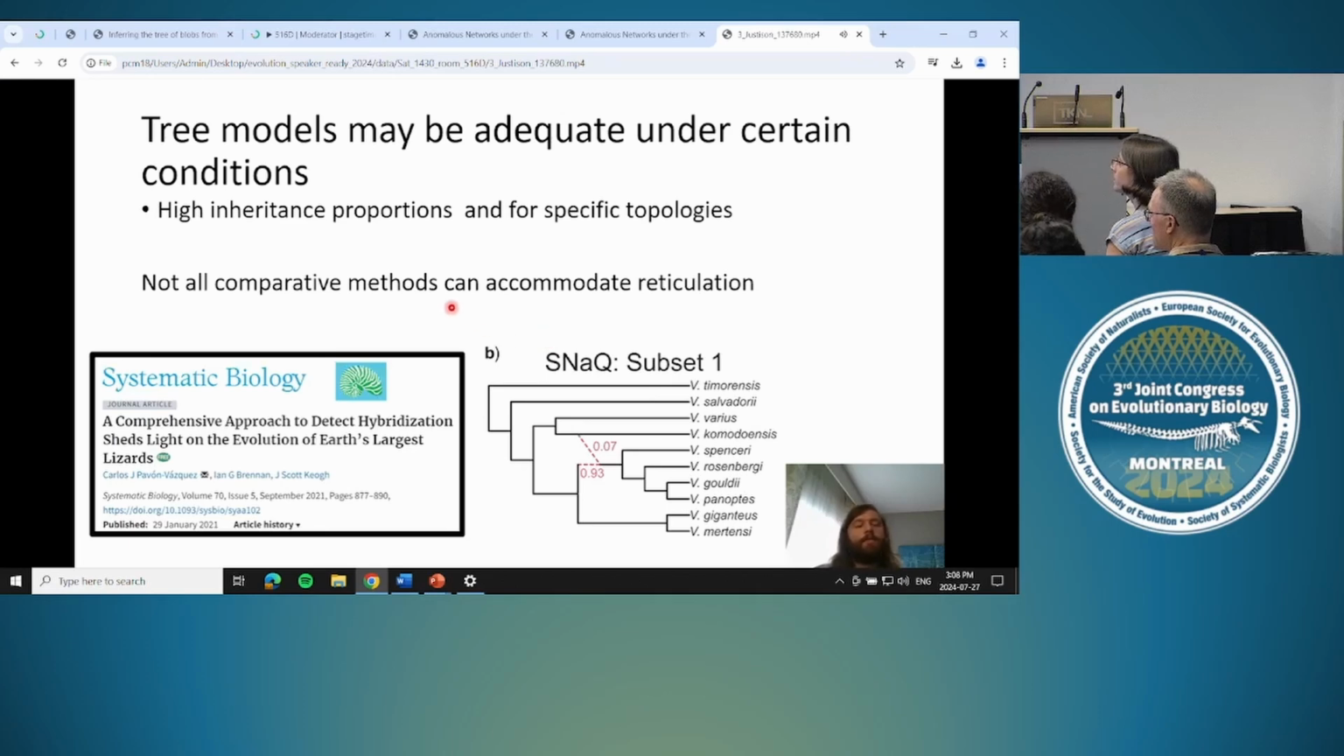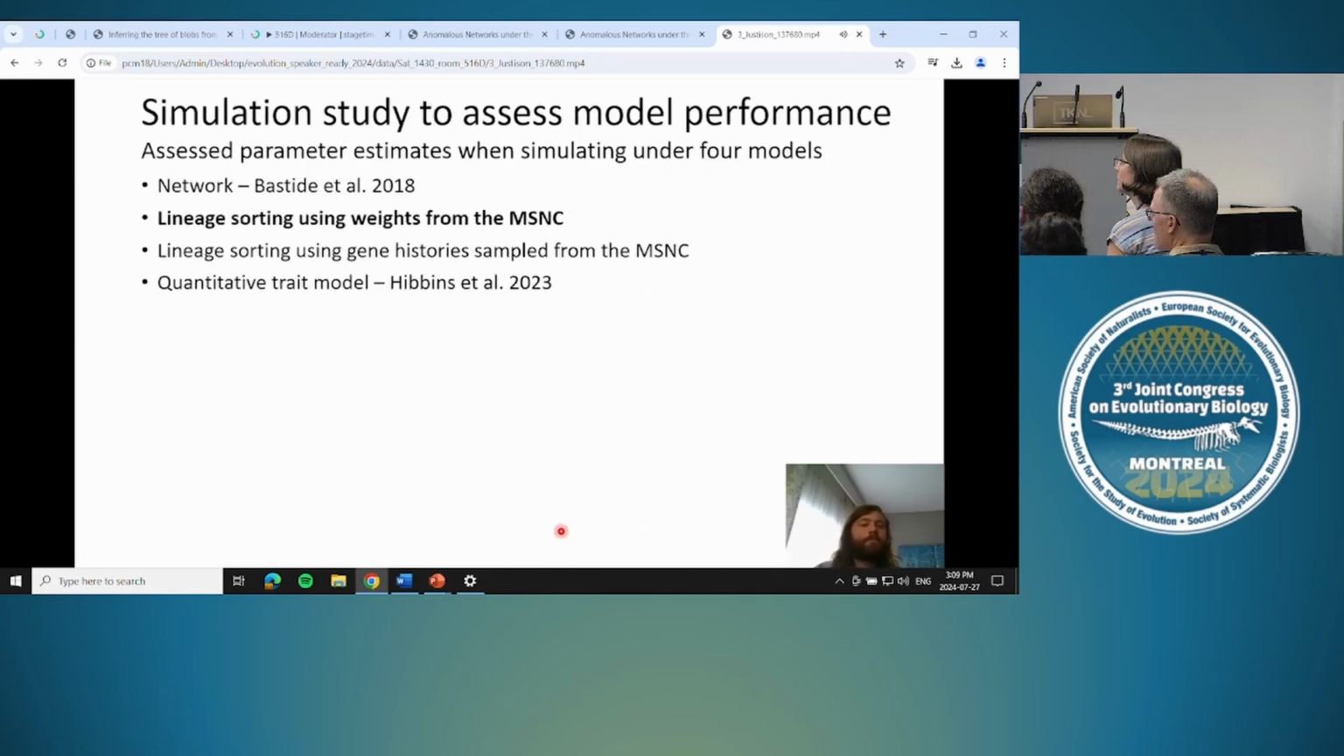And so, for example, in this study here where folks were looking at monitor lizards, they fit a variety of tree and network-based models, and I would argue that their tree-based trait evolution models or their conclusions are still reliable because for the network that they inferred a relatively high inheritance proportion.